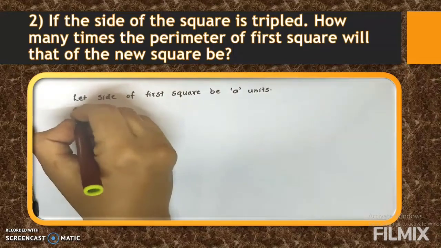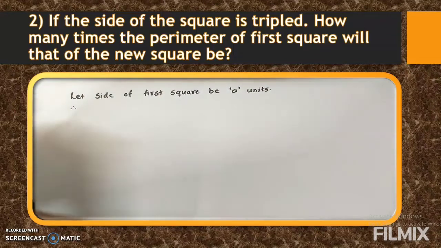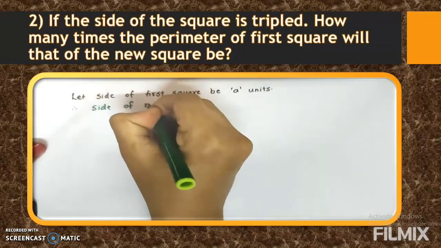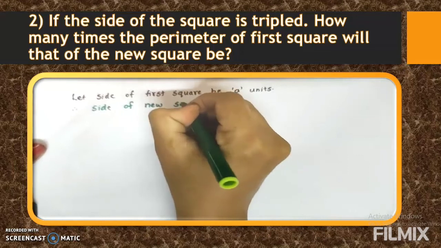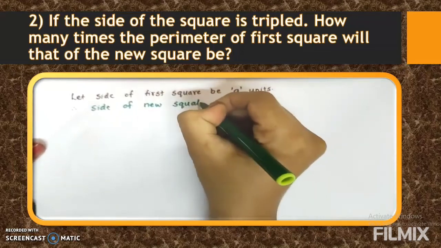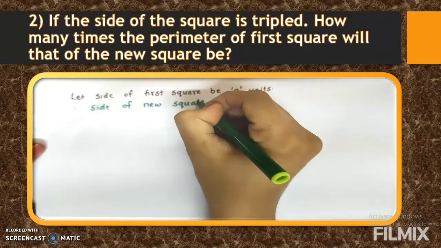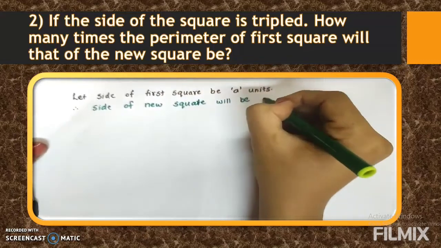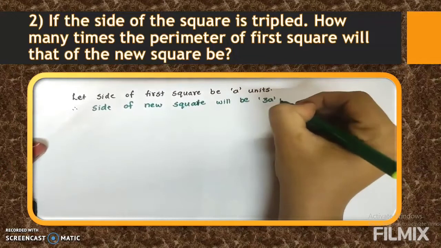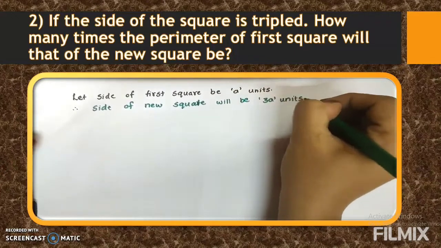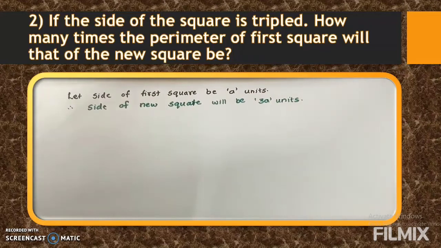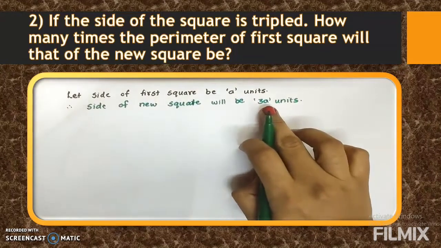So what will we write? Therefore, side of new square will be 3A units. Why did we write this 3A? Because they are asking tripled. Tripled means 3 times. So we wrote it as 3A.